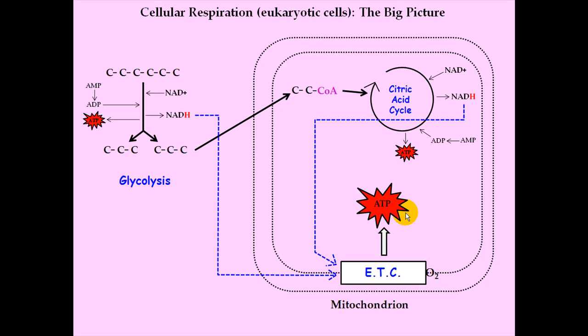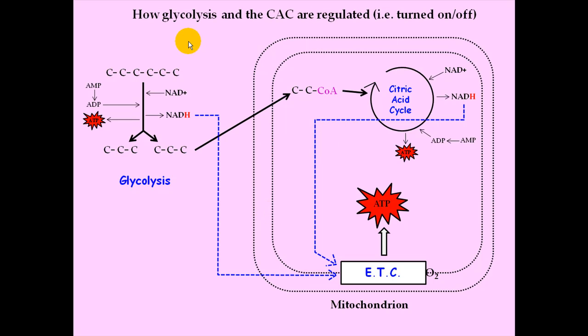So again, bring it back to the point. We're saying here that there are instances when the cell might be interested in slowing down glycolysis and the citric acid cycle, and that's actually what happens. So it is possible for the cell to do just that. So glycolysis and the citric acid cycle can be regulated. In other words, they can be turned on and off.